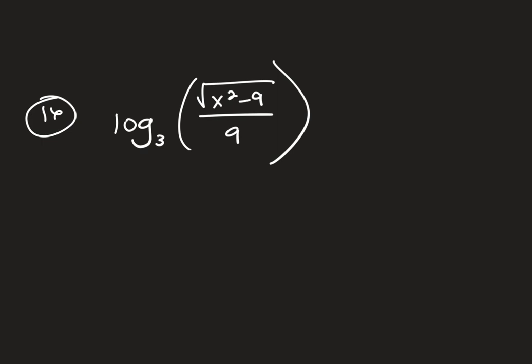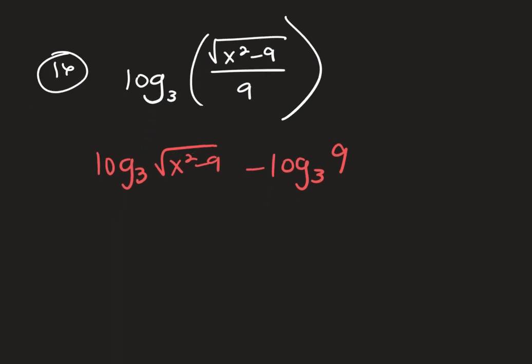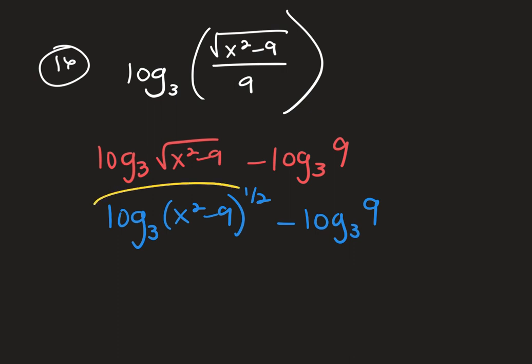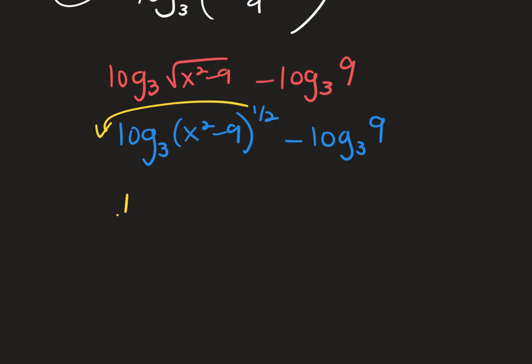When you expand this out, it starts as division. So if I expand it out, I get log base 3 of the square root of x squared minus 9, minus log base 3 of 9. And then the exponent on that square root becomes 1/2. So this would be log base 3 of (x squared minus 9) to the 1/2, minus log base 3 of 9, which I'll go back and simplify in a minute. That 1/2 bumps to the front. So it's 1/2 log base 3 of x squared minus 9, minus log base 3 of 9.